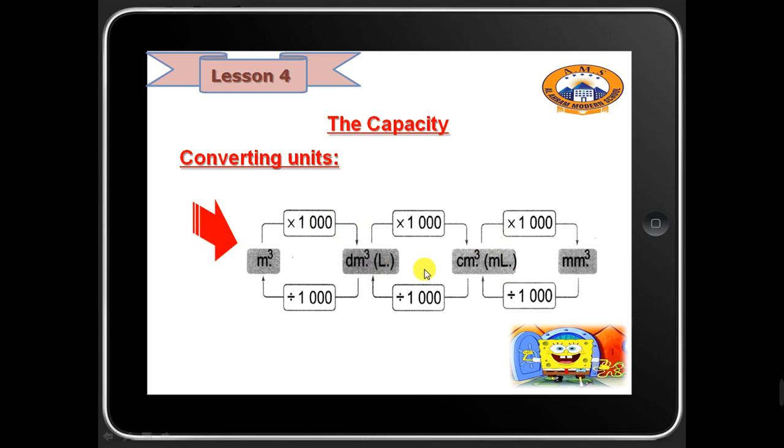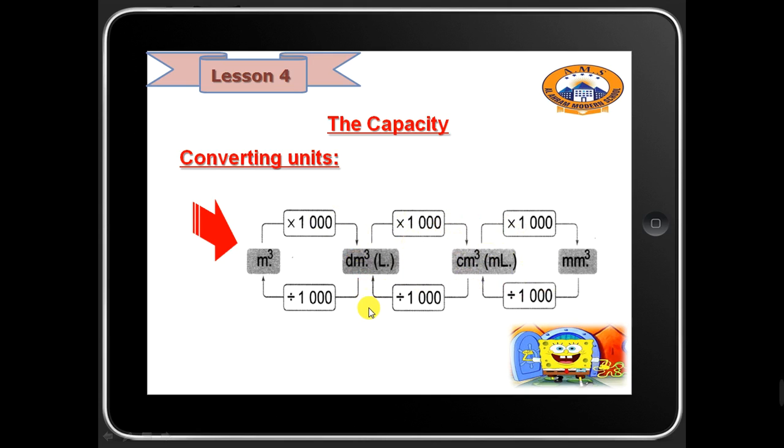We studied this before, and we said to convert from liter to milliliter, we're going to multiply by 1000, because liter here is the bigger unit. When we convert from a bigger unit to a small unit, we multiply by 1000. And when we convert from milliliter to liter, we divide by 1000. And as I told you, the liter is also referred to as the cubic decimeter. So cubic decimeter means liter, and cubic centimeter also means milliliter. This is for small units, and this is for the bigger unit.